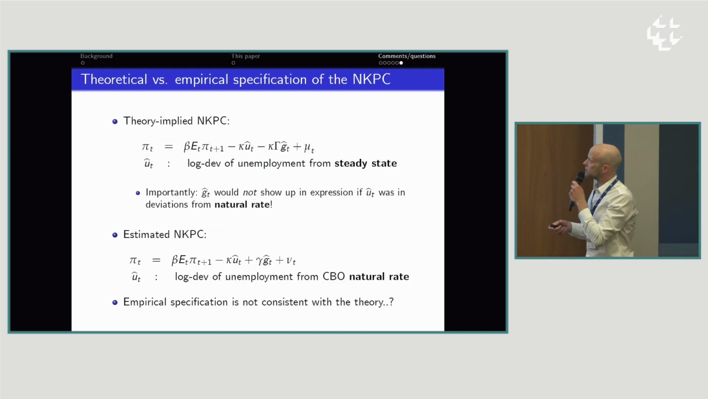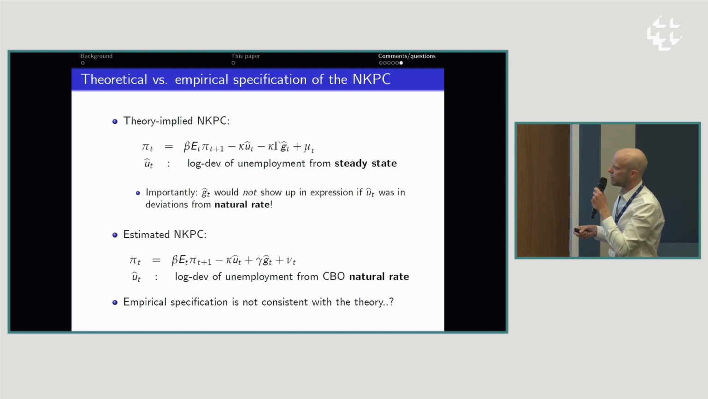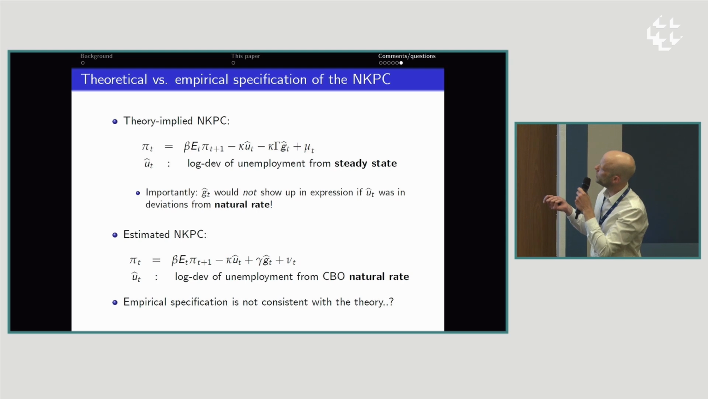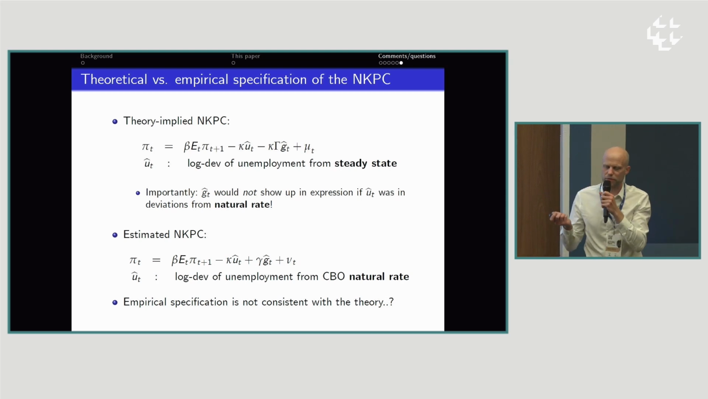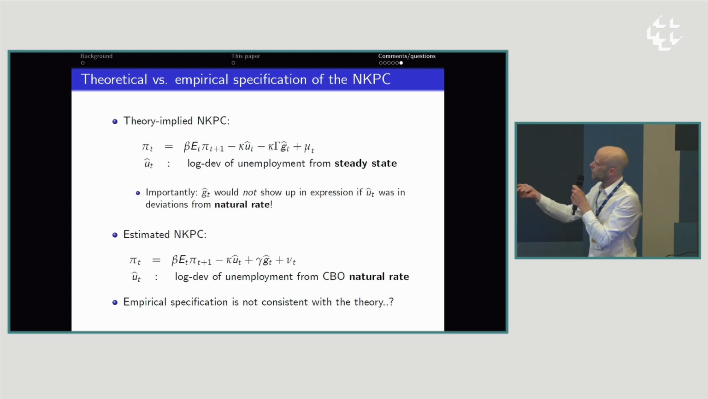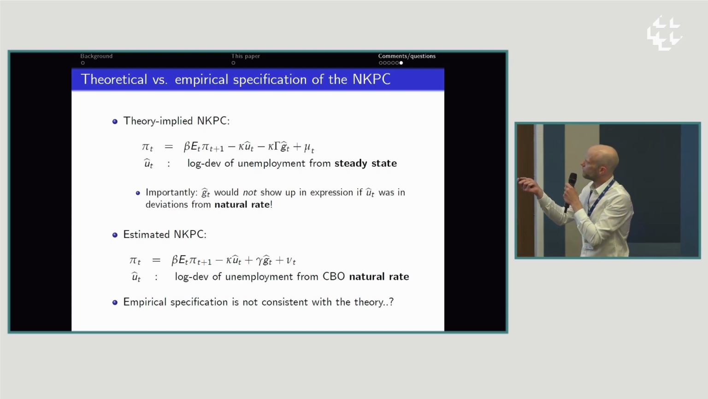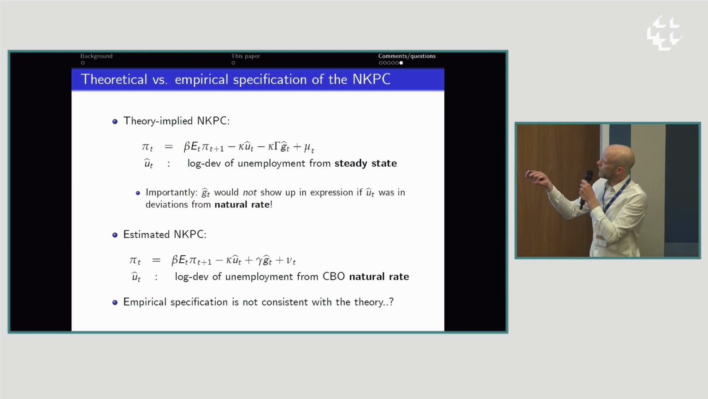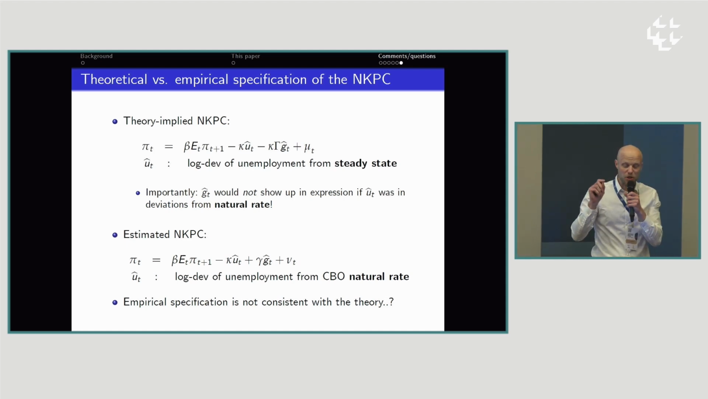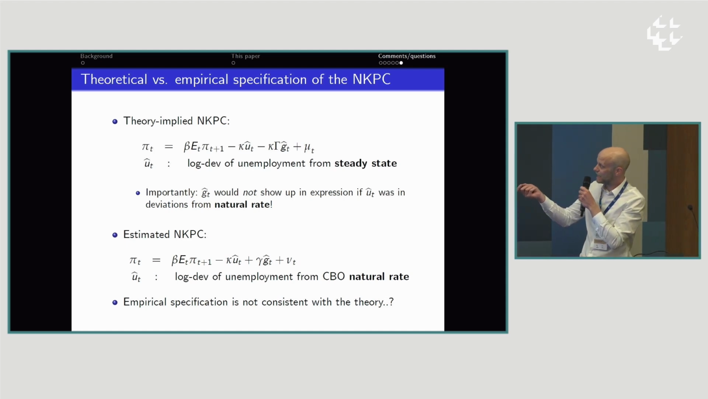My last comment is more of a technical comment. I was wondering about that when you derive the New Keynesian Phillips curve, so the theory implied New Keynesian Phillips curve, as I understood it, this term right here is the unemployment gap, so that is the unemployment rate in deviations from steady state.